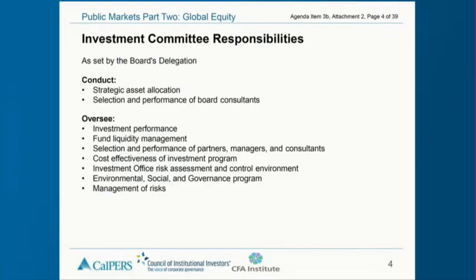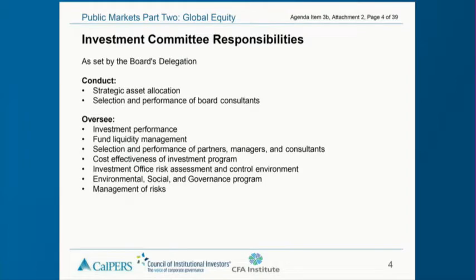And so what are those? So the formalities of the CalPERS system, of course, the board divides up the job of overseeing the organization through a series of committees. And the way these responsibilities are set out is through what's called a delegation. And for the investment committee, there are important responsibilities conducting strategic asset allocation. As Hero said earlier, this is where the vast majority of returns come from getting those decisions right. And the board also has responsibility for selecting and overseeing performance of the board consultants.